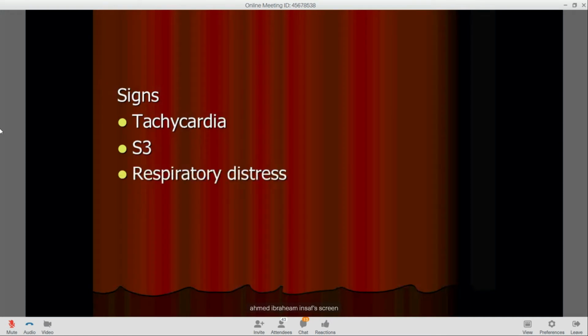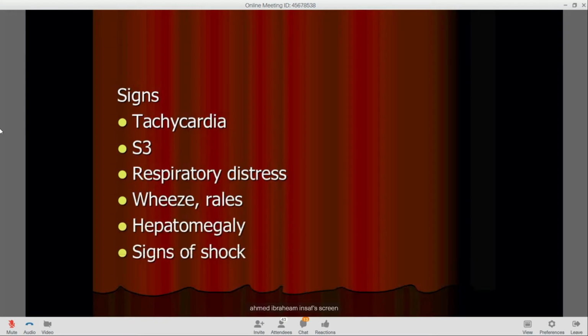The most important signs you will see: tachycardia, meaning you know the heart is trying to compensate for low volume output by increasing the heart rate. We see tachycardia and signs of respiratory distress, the same signs you saw in the patient in the video we watched, with hepatomegaly or signs of shock.